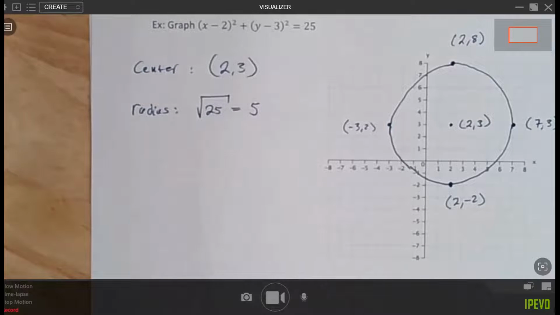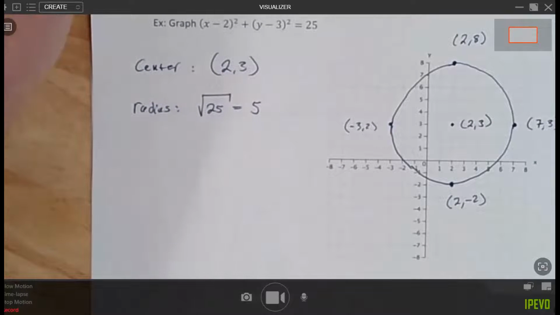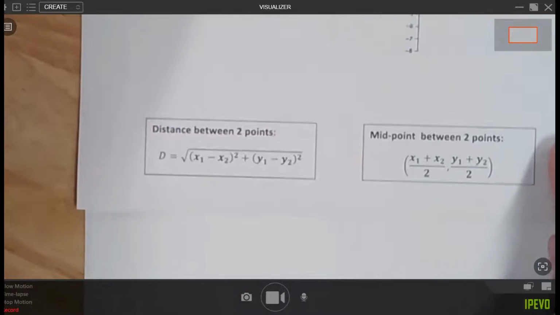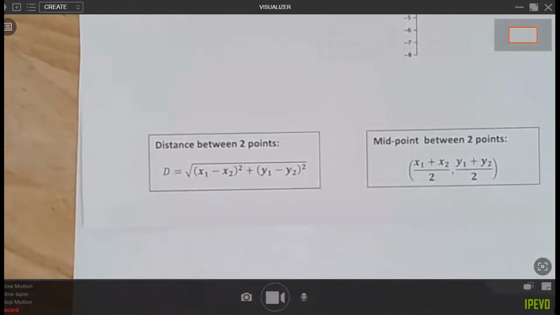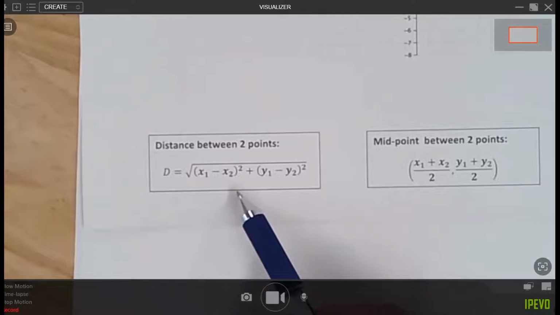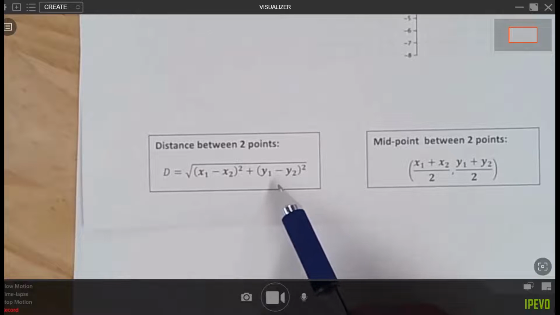We also have a couple formulas down here. We have a formula for the distance between 2 points. It is the square root of the sum of the squares of the differences between the coordinates. So it's the square root of x1 minus x2 squared plus y1 minus y2 squared.